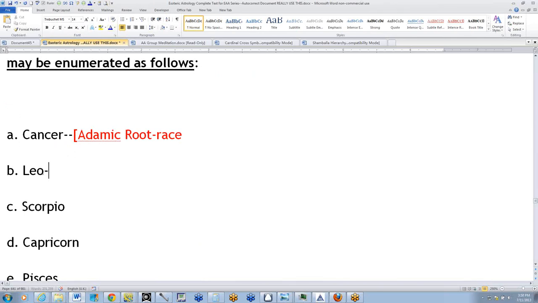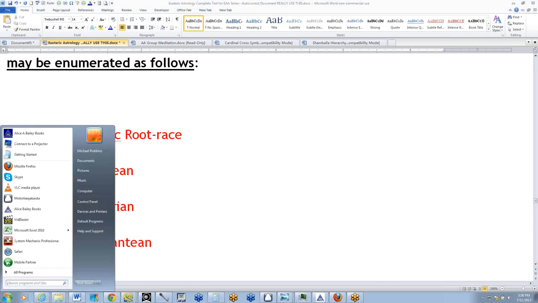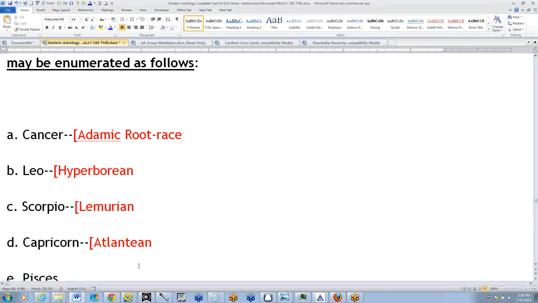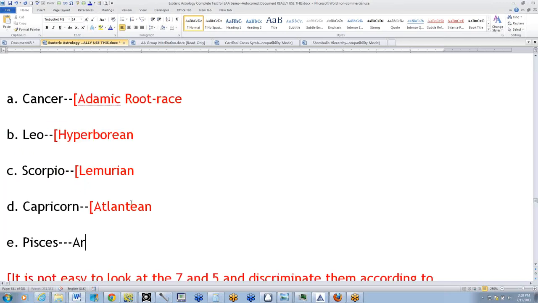But if they were in order, Leo would be related to the Hyperborean. Maybe they're not in order. Well, I'll just put them as if they were in order. Scorpio to the Lemurian. Capricorn, of all things, to the Atlantean. And we have here Pisces to the Aryan. Maybe not. Maybe not. But let's see what he says.